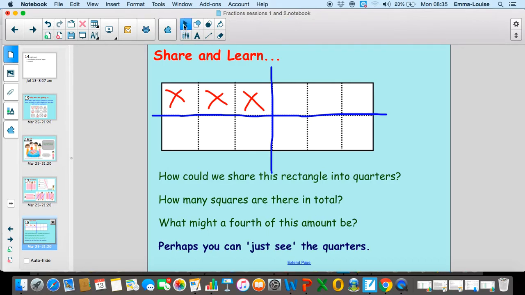One way might be that you'd like to make your shape, cut it into the smaller parts and share it between the correct number of people.